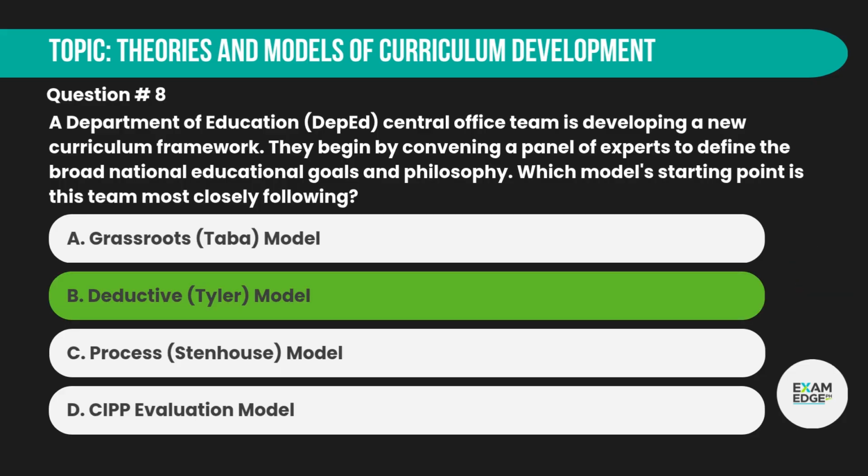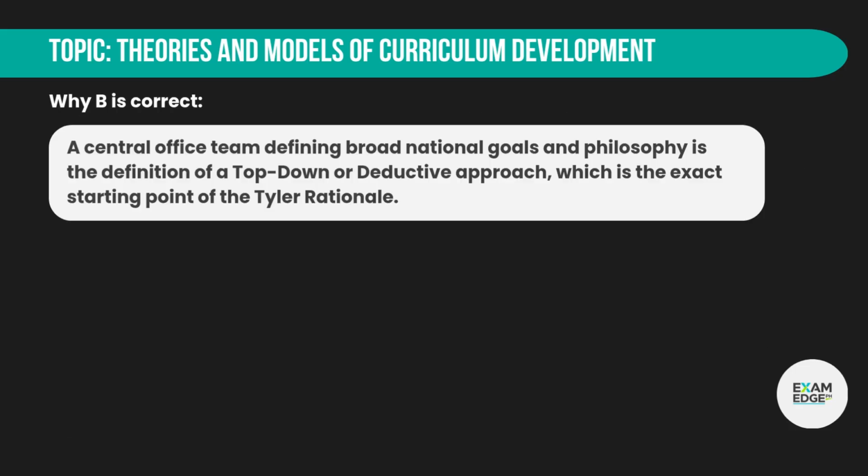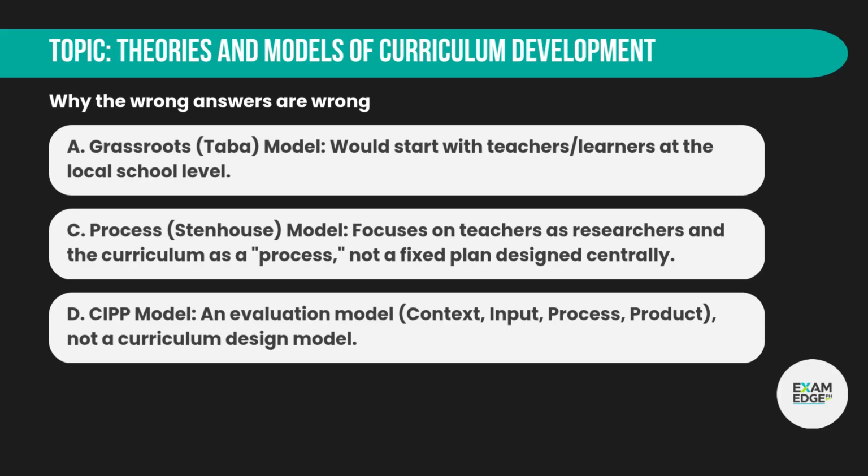Correct answer. B. Deductive, Tyler, model. Why B is correct? A central office team defining broad national goals and philosophy is the definition of a top-down or deductive approach, which is the exact starting point of the Tyler rationale. Why the wrong answers are wrong?